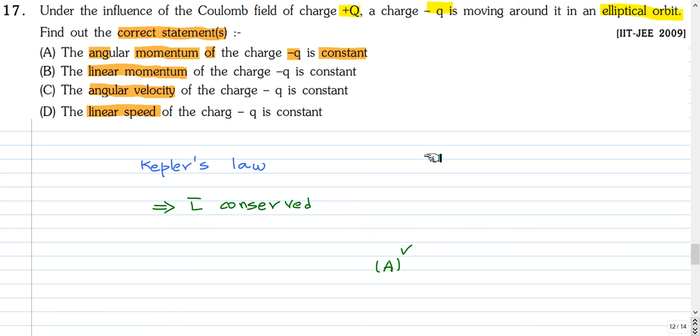This motion is similar to the planetary motion of a planet around the sun, so whatever concept is applicable in that system is applicable here also. There is a gravitational force between the sun and the planet; here there is an electrostatic force of attraction between two opposite charges. So there, angular momentum is conserved. Other things won't be conserved. Linear momentum won't be conserved because the direction of velocity is changing. Angular velocity is not constant because of the elliptical orbit. Linear speed is also not constant because the direction of the velocity is changing. So option A is the correct one.